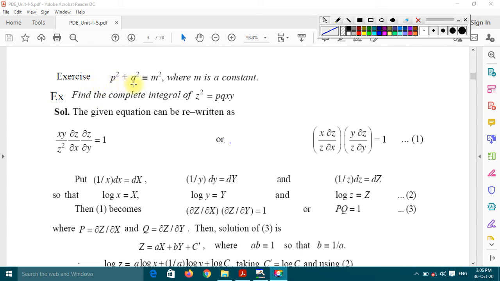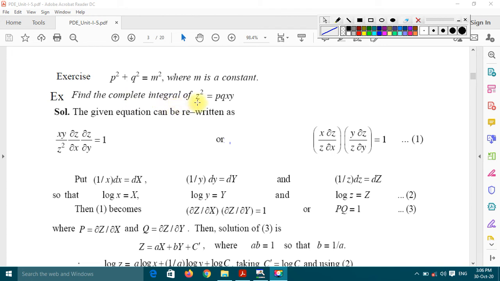Now one more problem. Here p² + q² = m², where m is a constant. In this case, only p and q are present in the differential equation. So this is an exercise for you. You solve this differential equation by the above method, standard form 1.